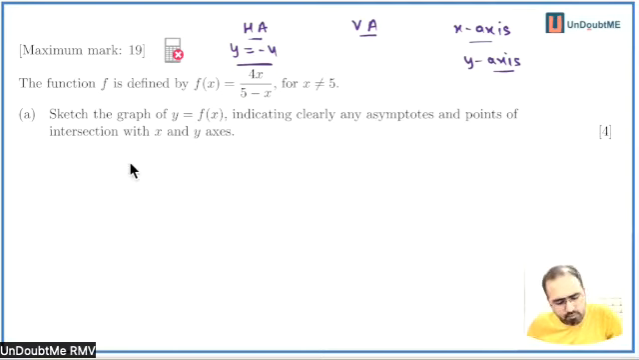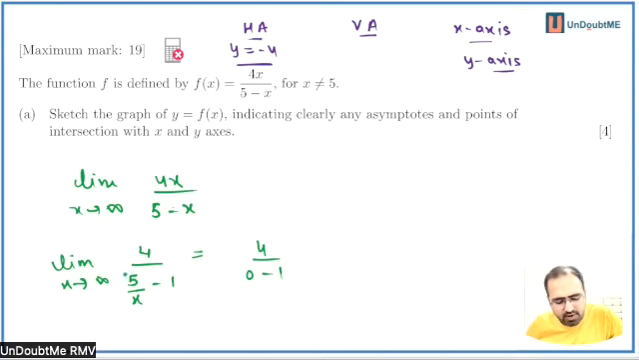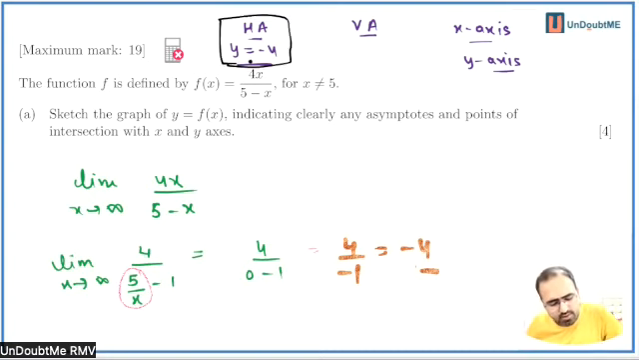Sir, can you explain that? Ashima, what about you? I got it, sir. Okay. So Rishon, look, if I am applying limits, then I'll divide both numerator and denominator by x. So I will get 4 over 5 by x minus 1. Now when I put x tends to infinity, I will get 4 over 0 minus 1. 5 by infinity will be 0. So I will get 4 over -1, and that's why it will be -4.